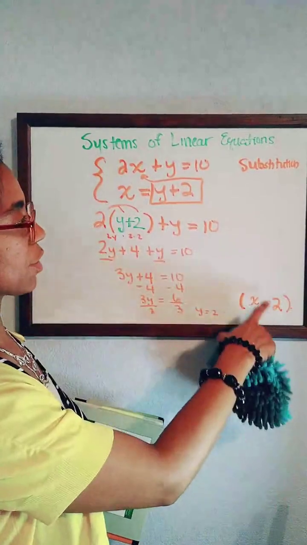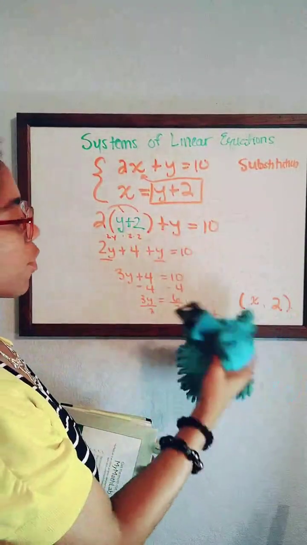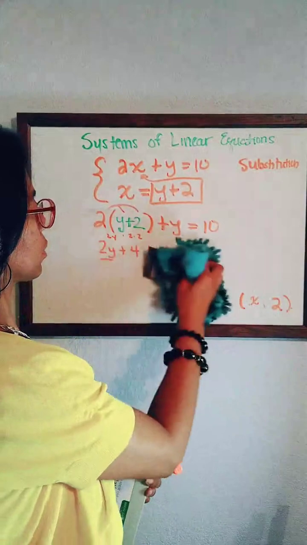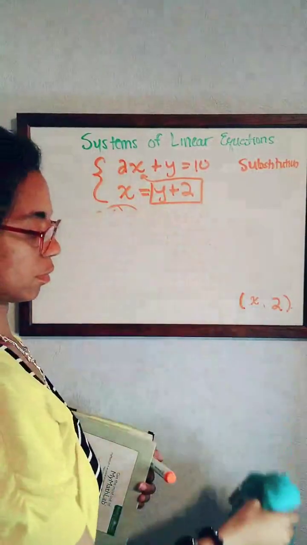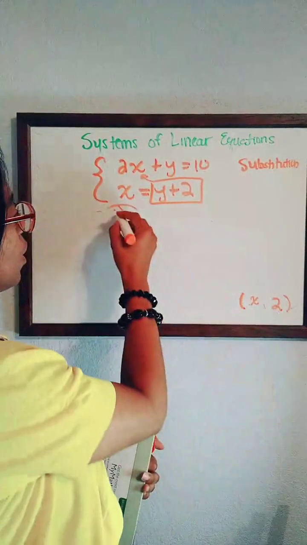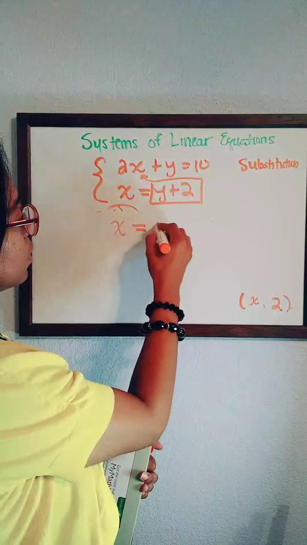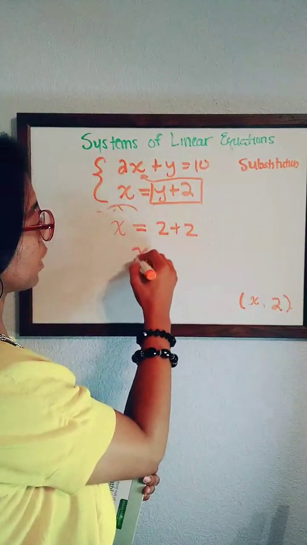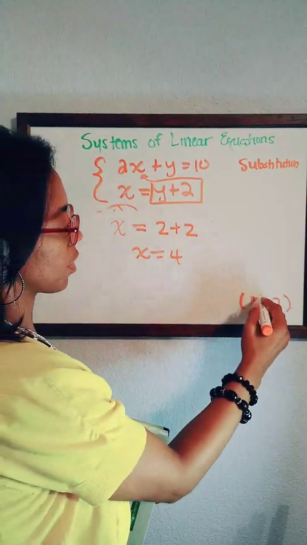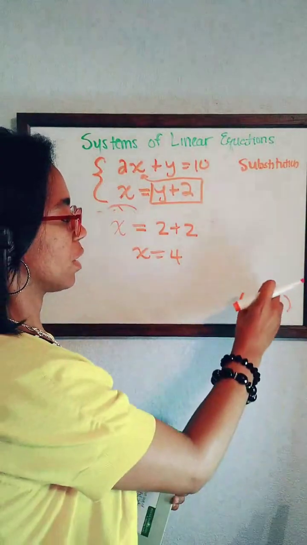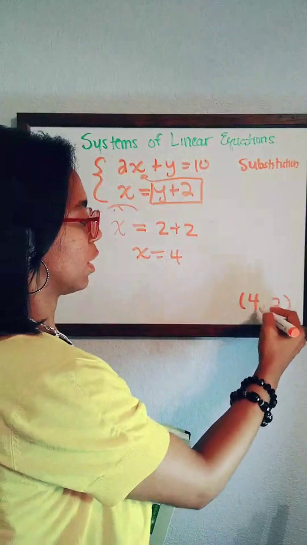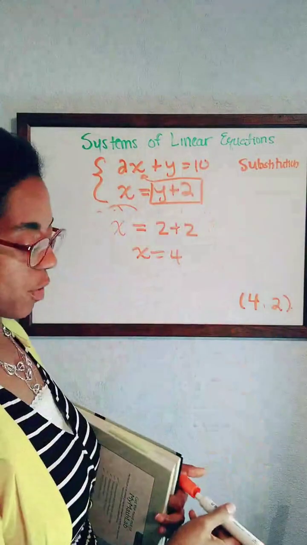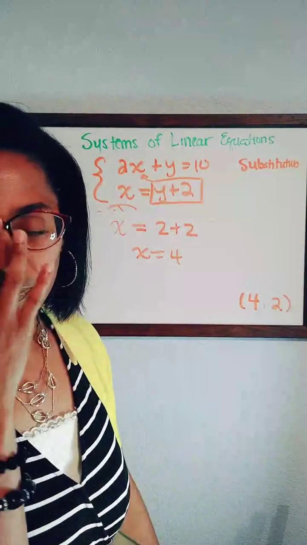So now we're going to put that 2 back up here and solve for x. X is equal to 2 plus 2. X is equal to 4. We have now found a solution that answers both of these equations, which is 4, 2.